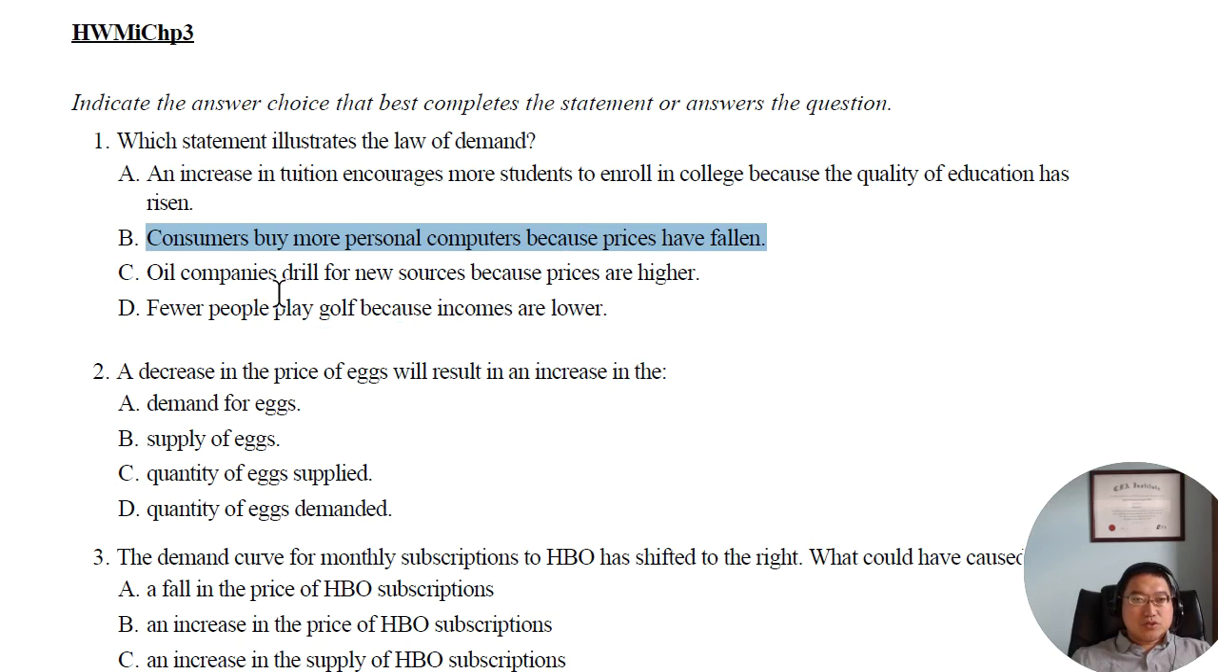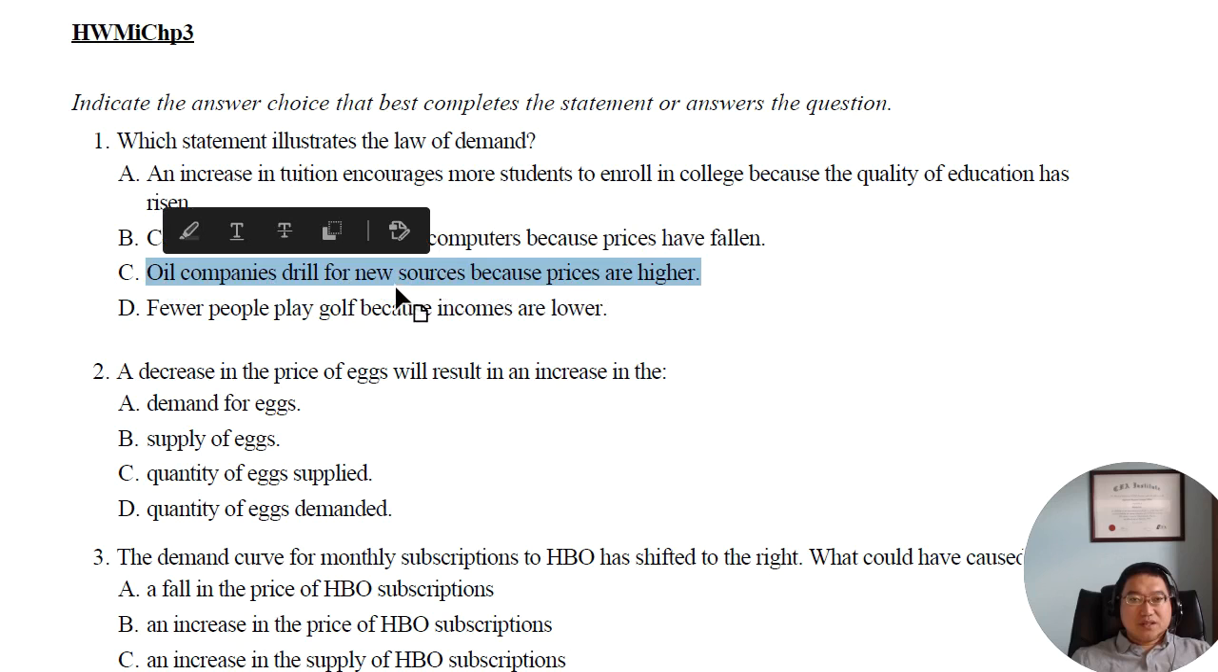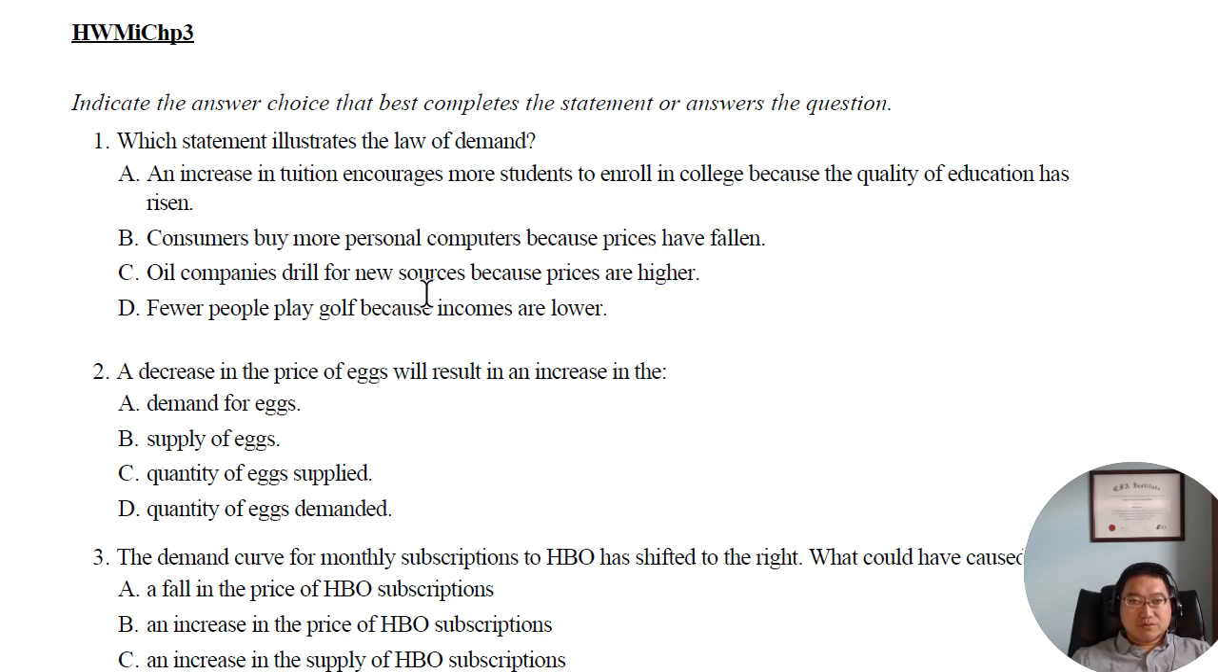Oil companies drill for new resources because prices are higher. Why do they want more crude oil? Right? Are they the buyer or seller of crude oil? But when you think about demand, is it about buyers or sellers? D. Fewer people play golf because incomes are lower. They make less money, they play less golf games.